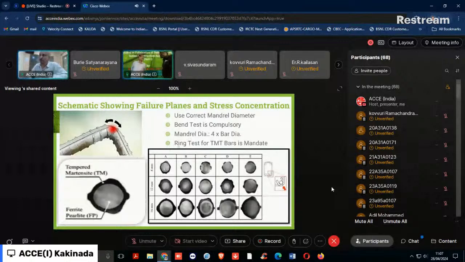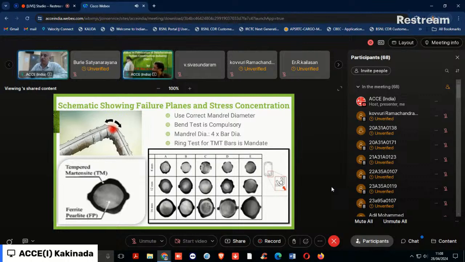And one more important parameter to be considered is the selection of TMT bars. In modern days, we are selecting and using TMT bars due to their market availability, and it's the only bar available in the market now. For TMT bars with lower diameters of less than 12 mm, say 8, 10, 12 mm bars, there is a possibility of irregular formation of these two distinct constituent materials.